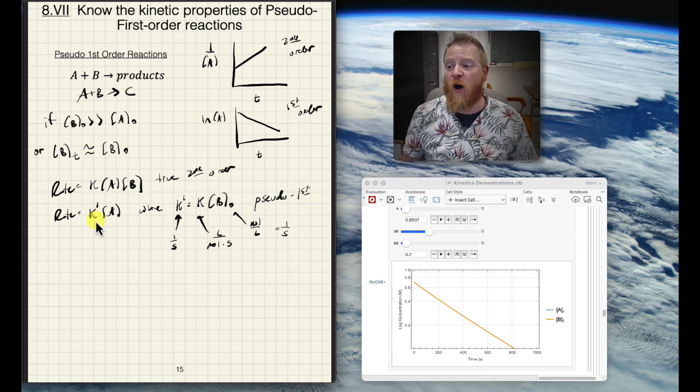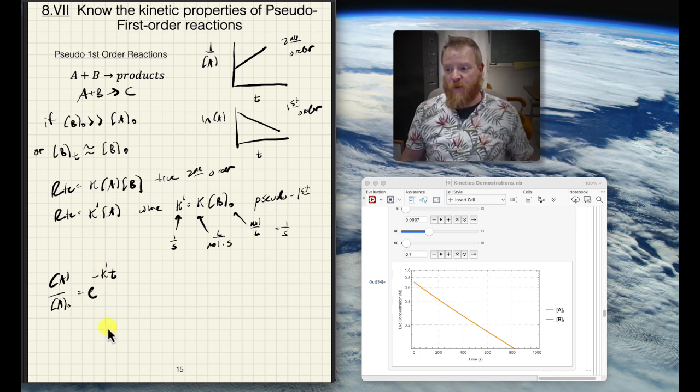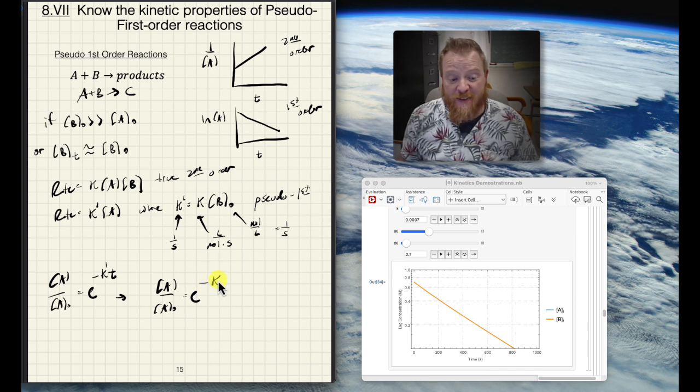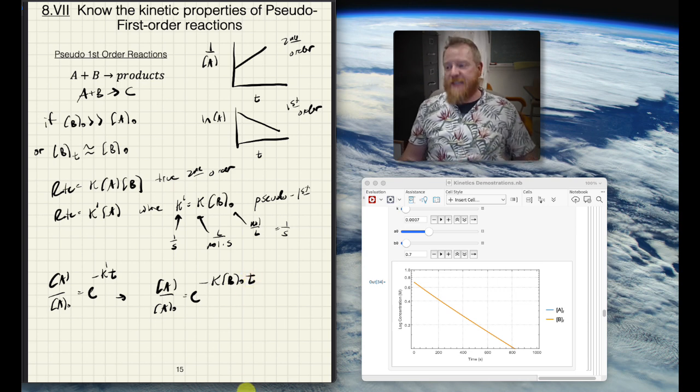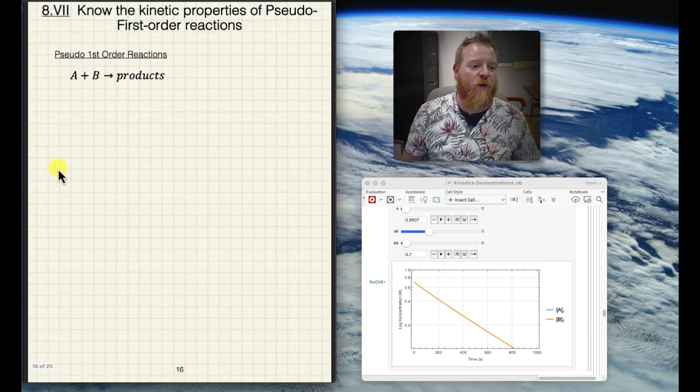So furthermore, if I go and solve this for A, I would end up with the following. A over A initial equals e to the negative k prime t, which, recall, means the following: A over A initial equals e to the negative second order k times B initial times t. So let's keep going with that on the next slide and rewrite that, okay?